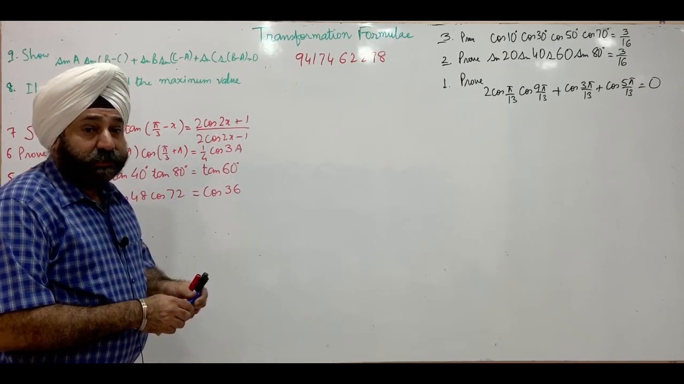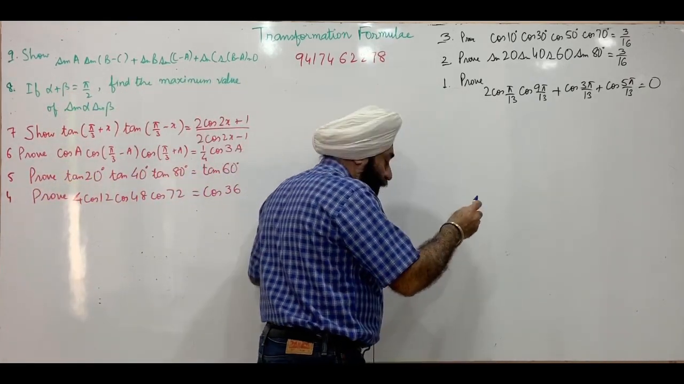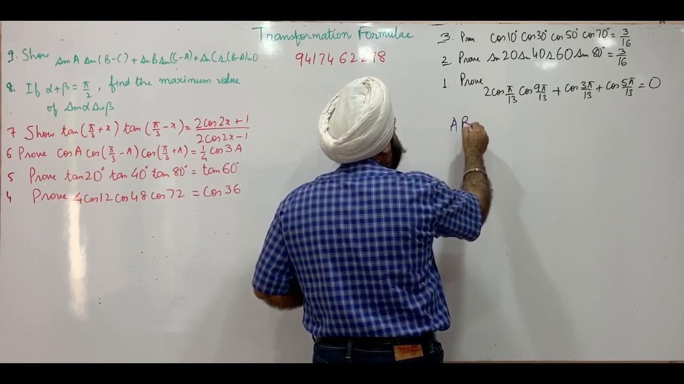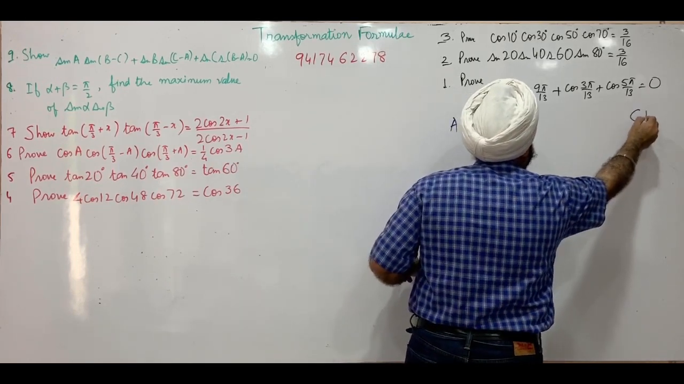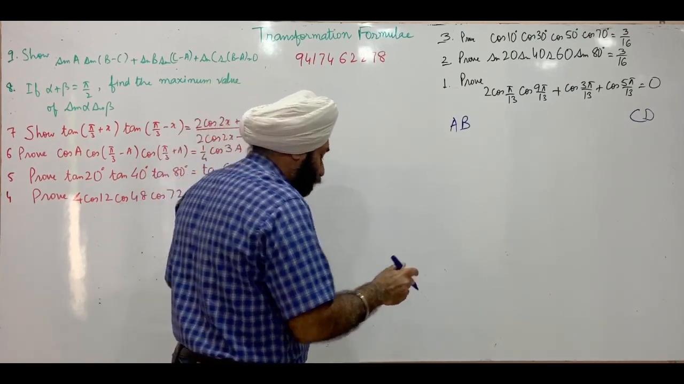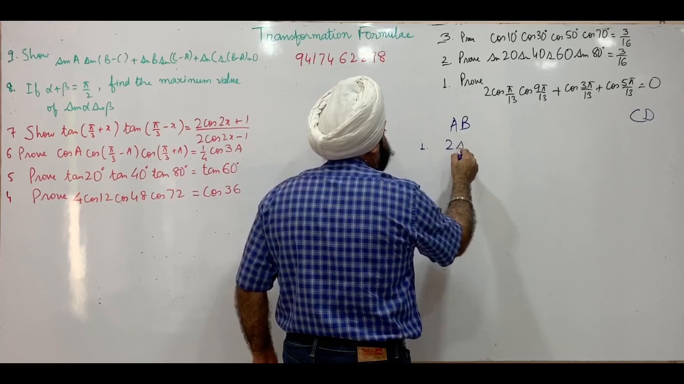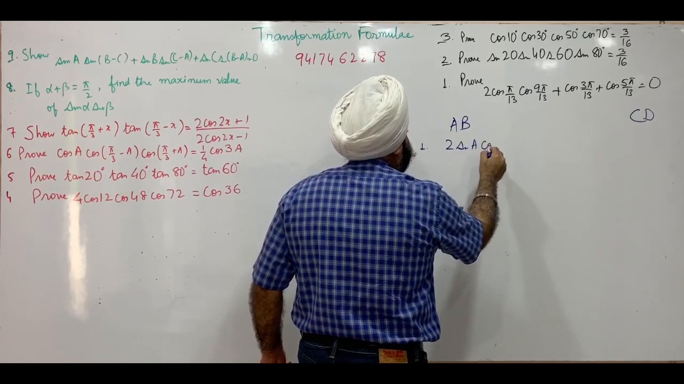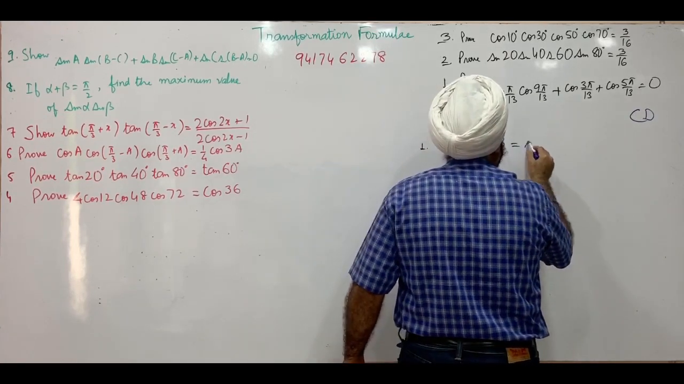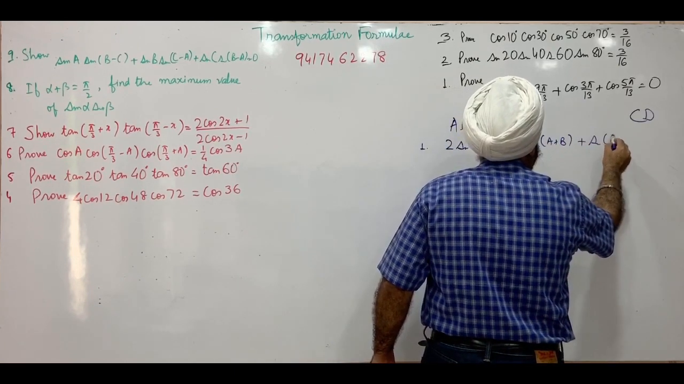Transformation is change, and we have two sets of transformation formulas. One called AB formulas, second CD formulas. So let us take the AB formulas. There are four formulas in each set. The first one, 2 sin A cos B, is equal to sin(A+B) plus sin(A-B).